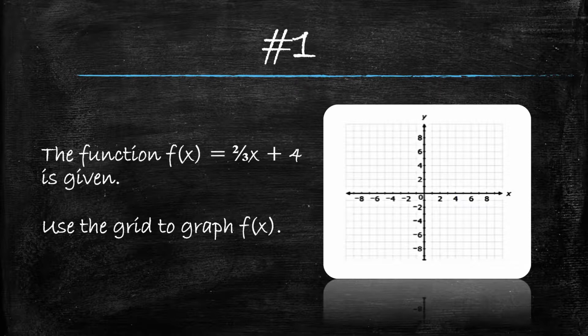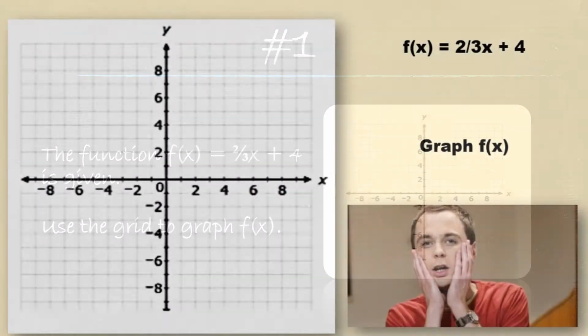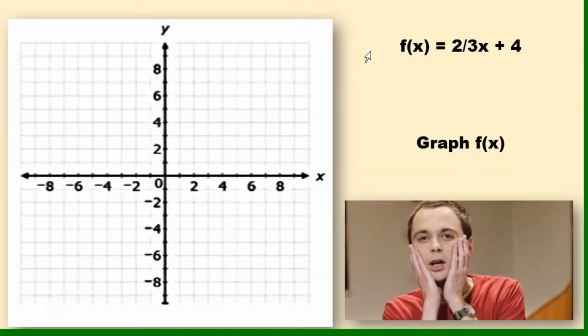Alright, so question 1 states, the function f(x) is equal to 2/3 x plus 4. Use the grid to graph f(x). So we are going to be using this equation and graphing it on the grid. Are you guys ready? Alright, so here we go.